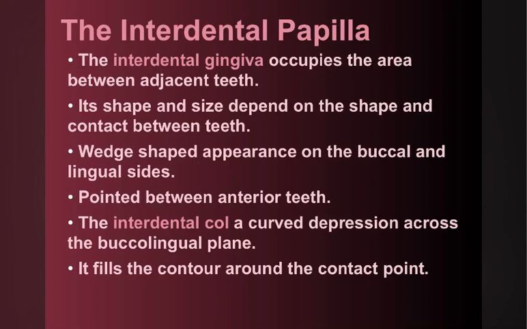The interdental col is a curved depression across the buccolingual plane. We find that in the interdental papilla between posterior teeth, because they have a larger buccolingual dimension, so there is a depression area underneath the broad contact points between the posterior teeth. It fills the contour around the contact point.